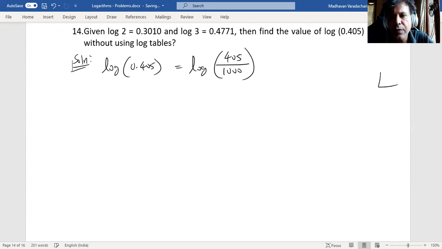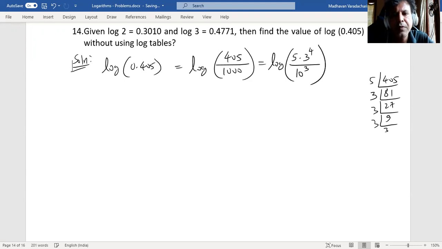Let us factorize 405. It is 5 8s are, 5 1s are. Then here it is 3 27, 3 9, 3 3. So I can rewrite this as logarithm of 5 multiplied by 3 to the power of 4 divided by, this is 10 the cube, 10 to the power of cube.